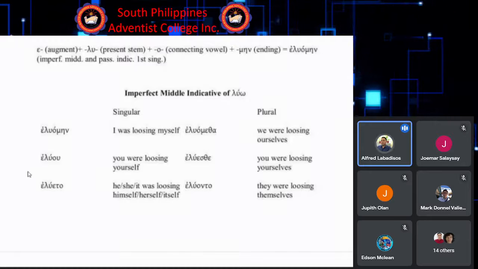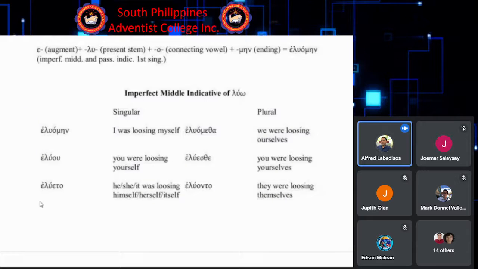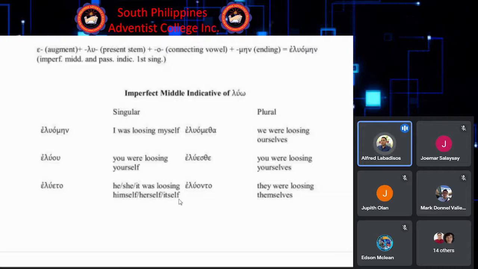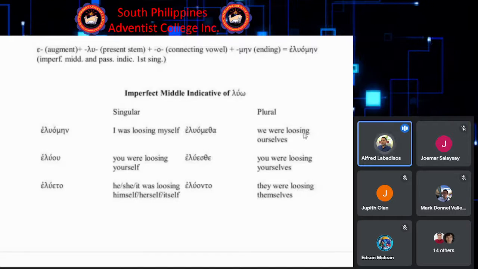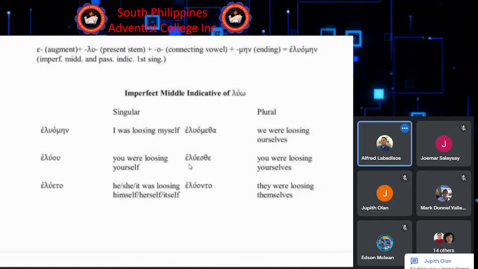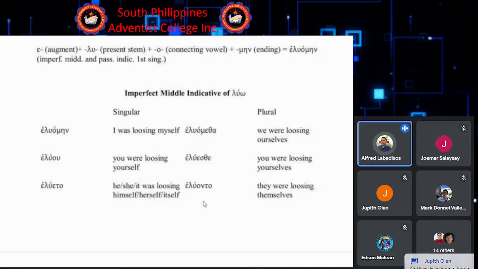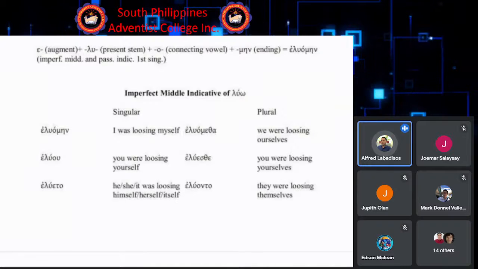You were loosing yourself. He, she, it was loosing himself, herself, or itself. For the plural, eluometha, we were loosing ourselves. Eluesthe, you were loosing yourselves. And eluonto, they were loosing themselves. Okay?